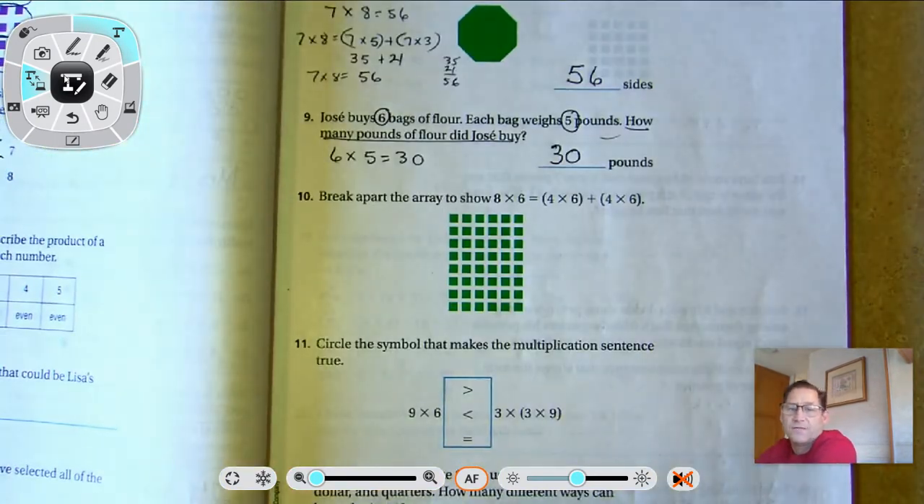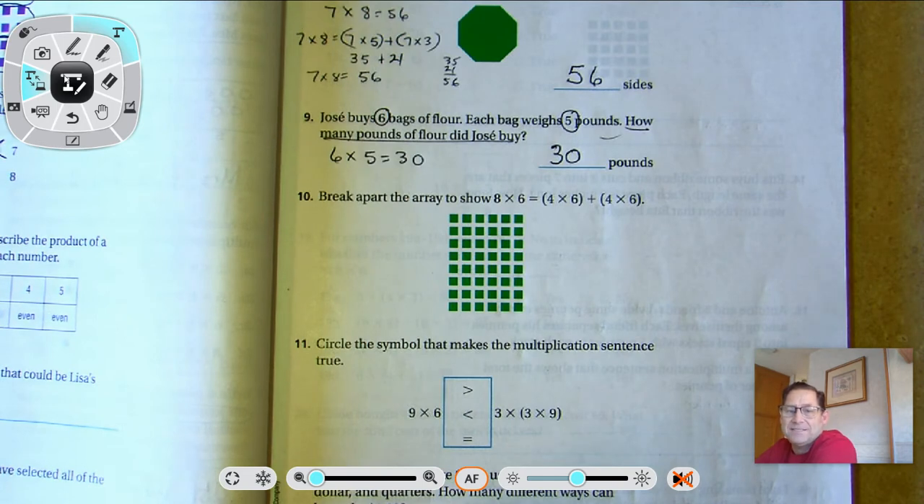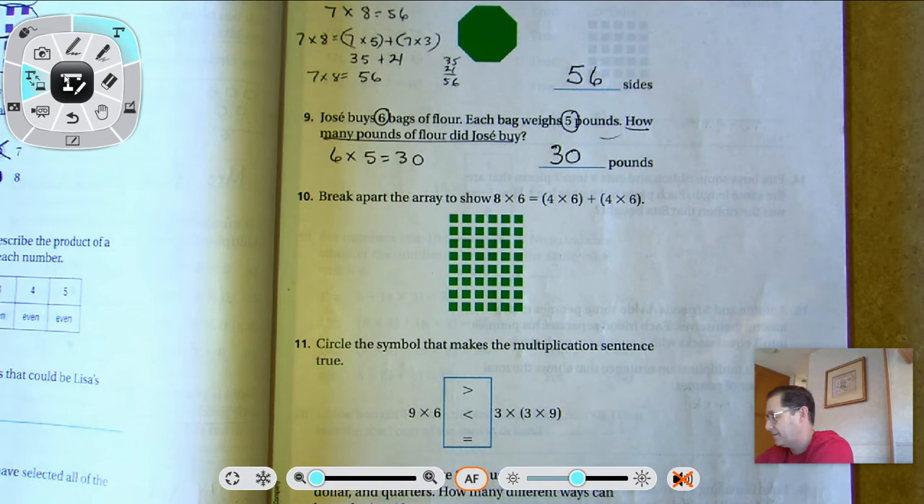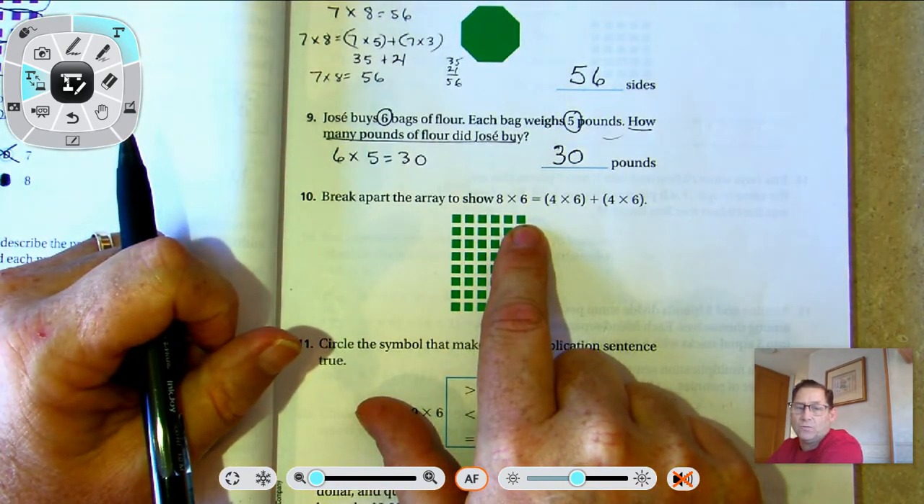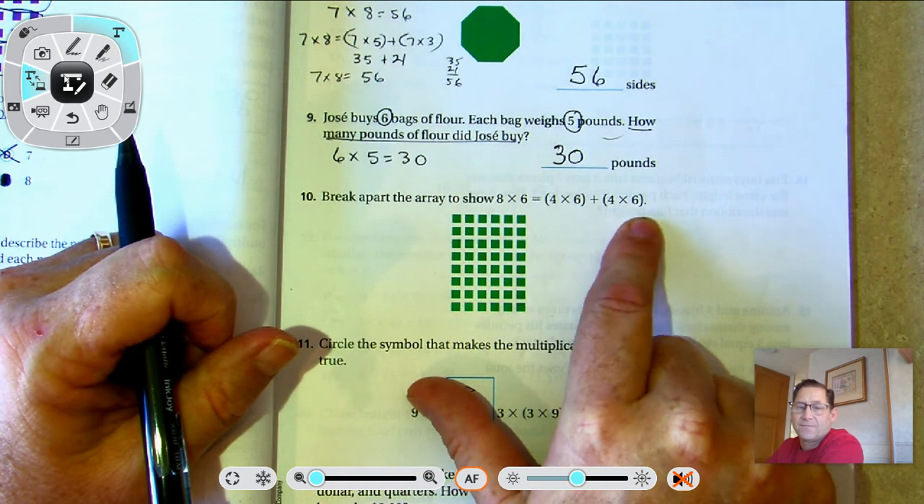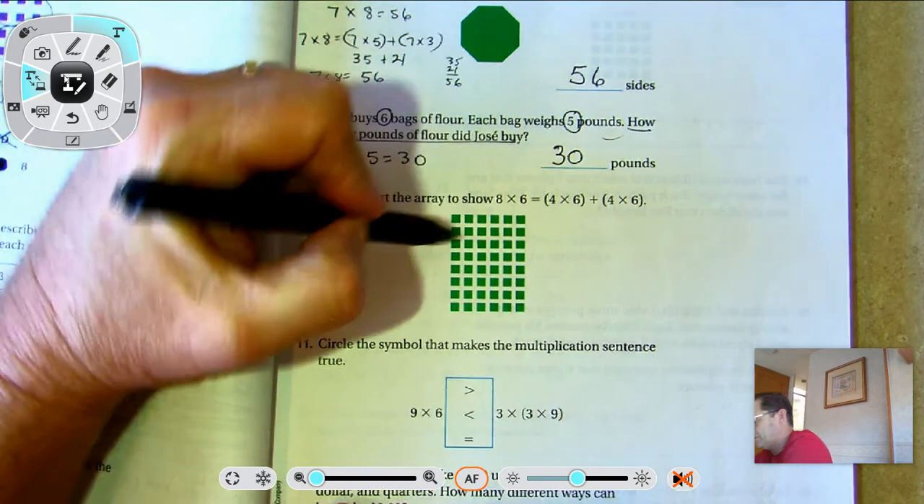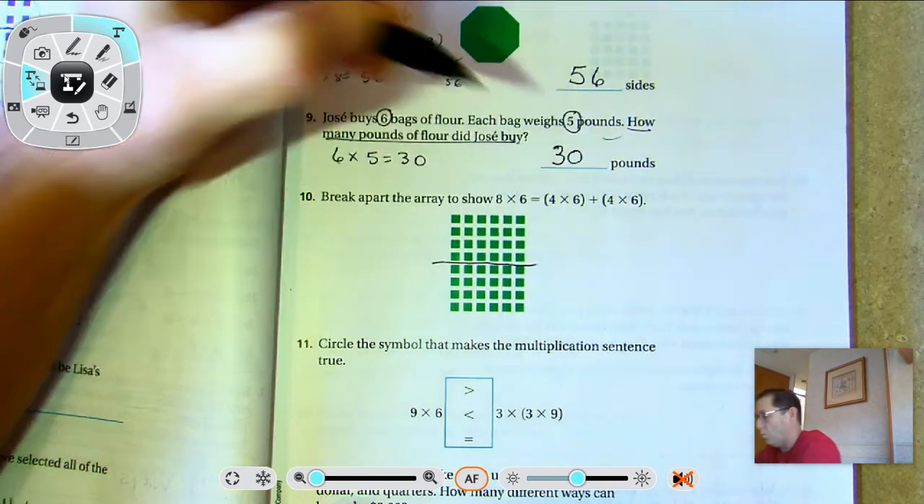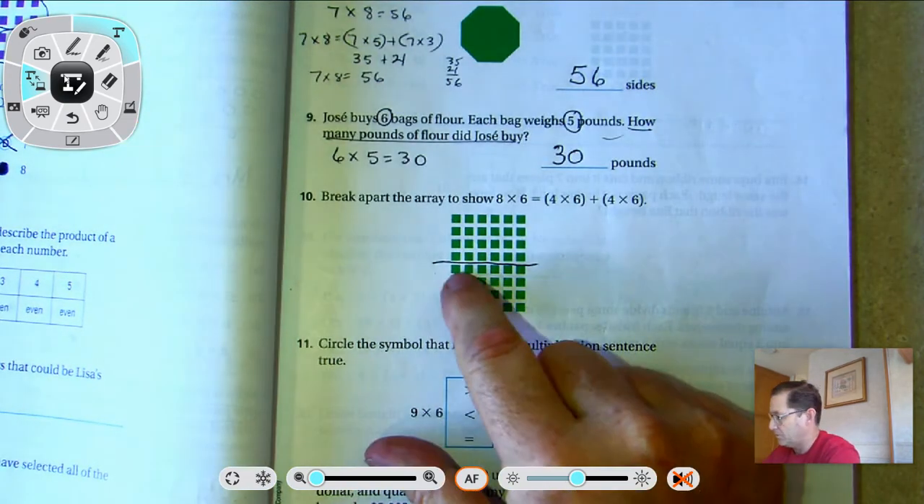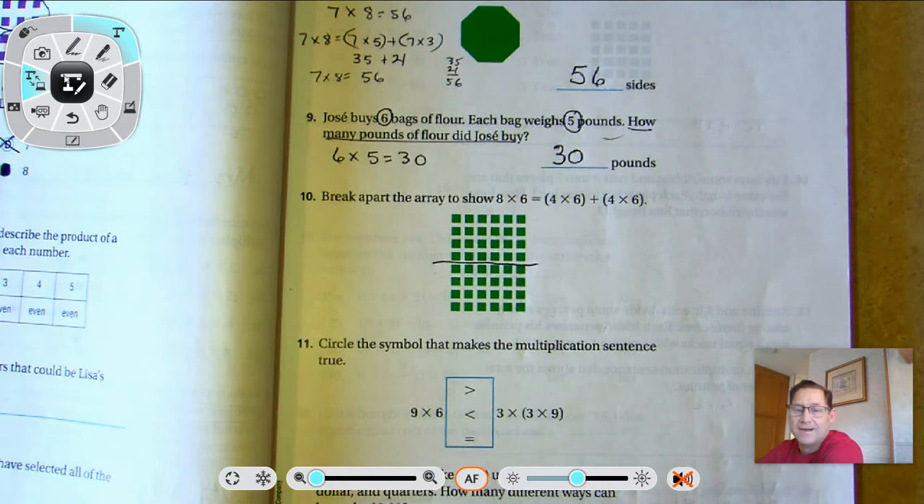Number 10, break apart the array to show 8 times 6 is the same as 4 times 6 plus 4 times 6. So there's 2, 4, 6 squares in a row. So there's my 6's. And now I need 4 rows of 6. 1, 2, 3, 4. 1, 2, 3, 4. So, okay, right in half.